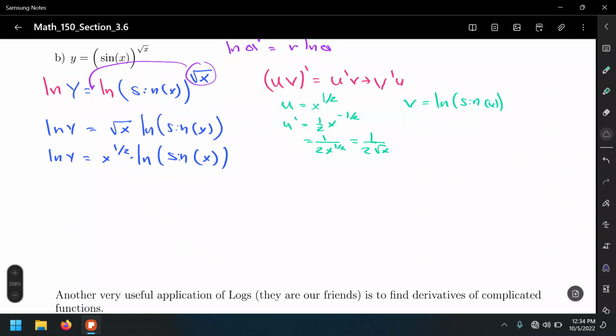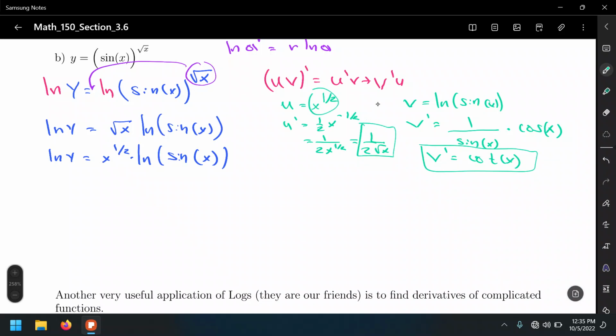The second part, the derivative of natural log of sine x. Again, the derivative of a natural log, v prime, is 1 over whatever is inside the parentheses of the natural log function, which is sine x, times the derivative. What's the derivative of sine? Cosine, right? In this case we multiply cosine times 1, and my advice is to simplify this. What's cosine over sine? I think we did it before. Cotangent of x. So we have all the parts that we need for the product rule.